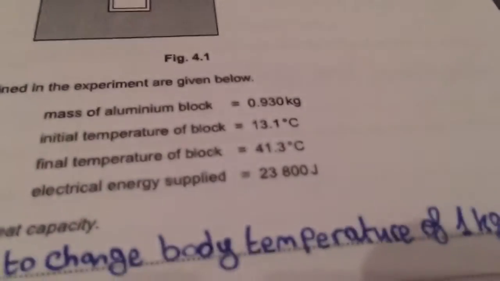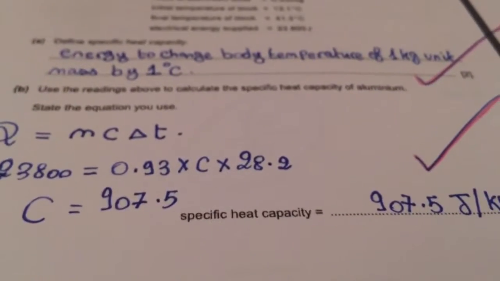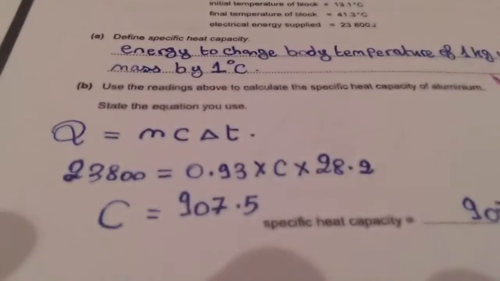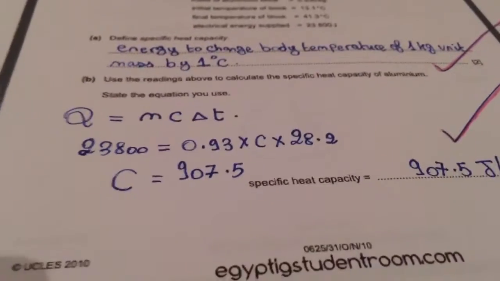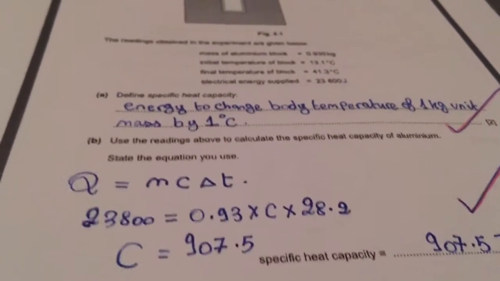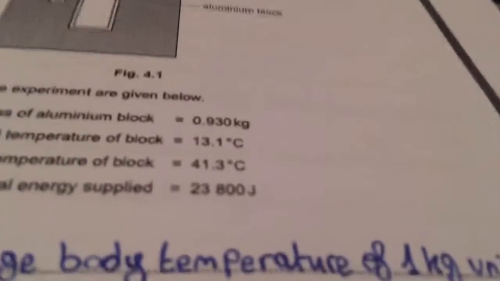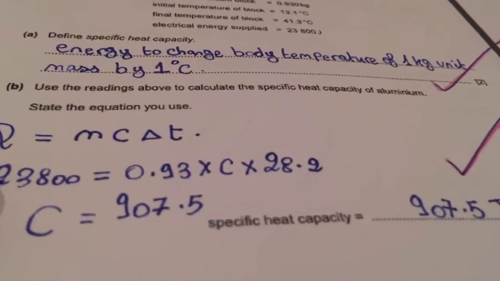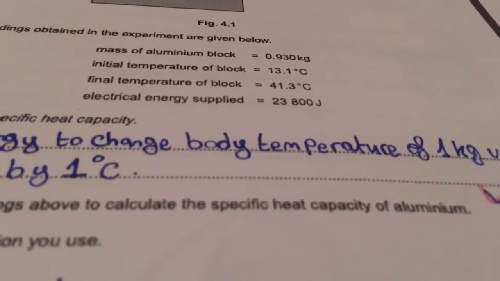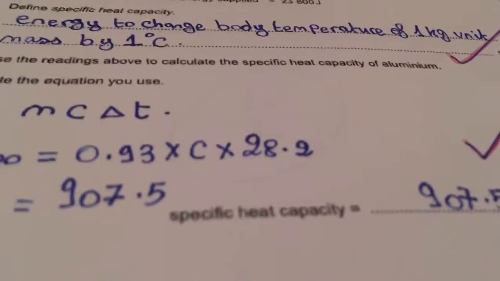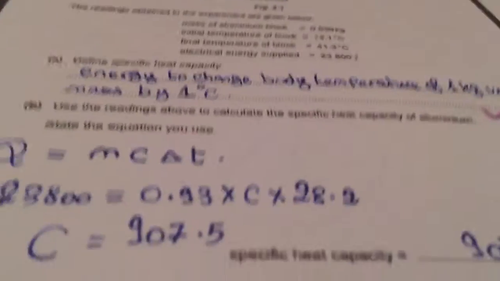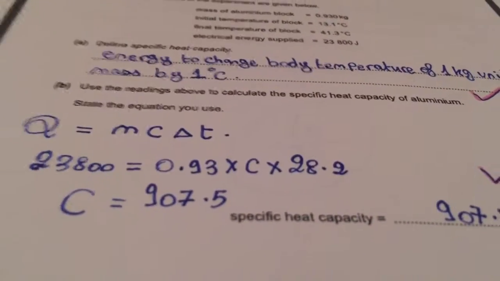Use the readings above to calculate the specific heat capacity of aluminum. State the equation you use. Now, Q equals m c delta T. So 23,800 equals 0.93 times c, which is unknown, times 28.2. And how did we get 28.2? We made it 41.3 minus 13.1, which is the change in temperature, delta T. So c will equal 907.5.